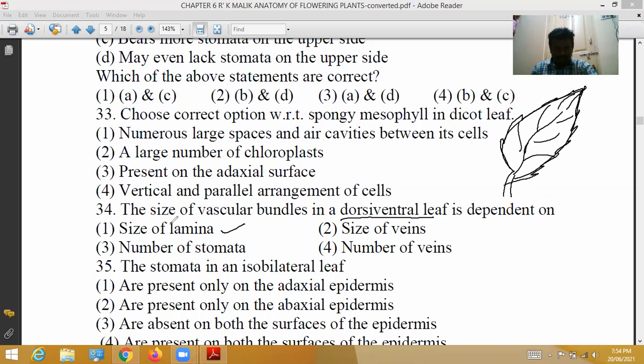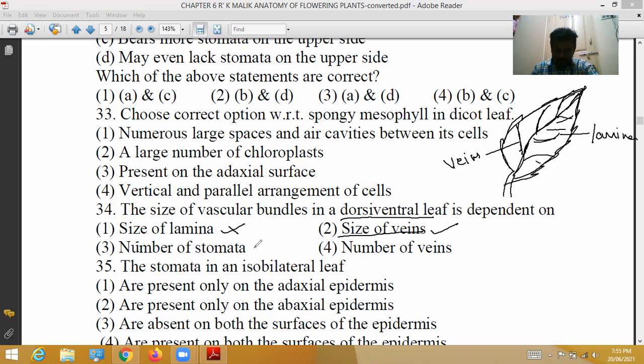The size of the vascular bundles in the dicot leaf is dependent on the size of the veins, not the lamina. Here is the midrib, and these are veins and veinlets. The vascular bundles are decided by the veins. So the second option is the correct option.